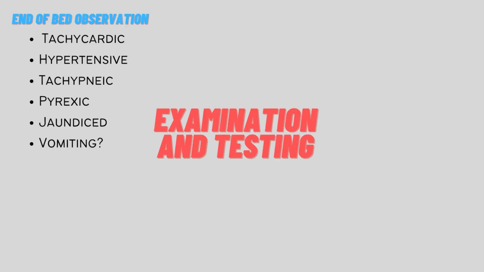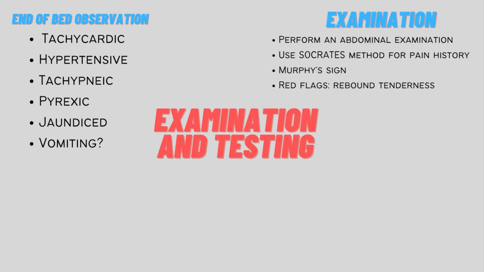Let's start our examination with an end-of-bed observation. Patients who are in pain can be tachycardic, hypertensive, or tachypneic. A patient who is pyrexic indicates the presence of infection and inflammation. As well as looking to see if a patient is jaundiced or vomiting, we should also ask this when taking a history to see if they have experienced any recent vomiting or yellowing of the skin and eyes.